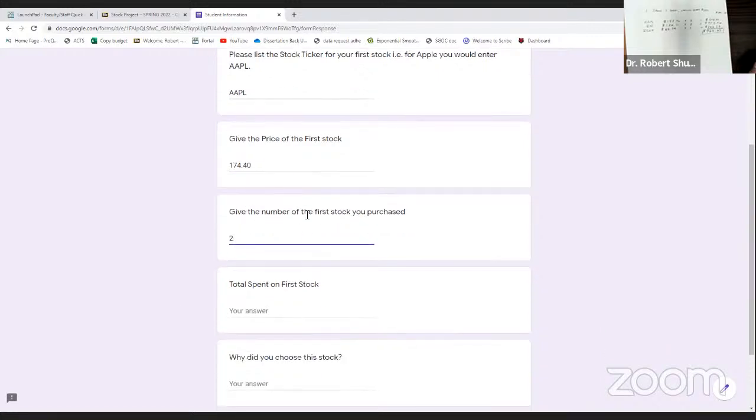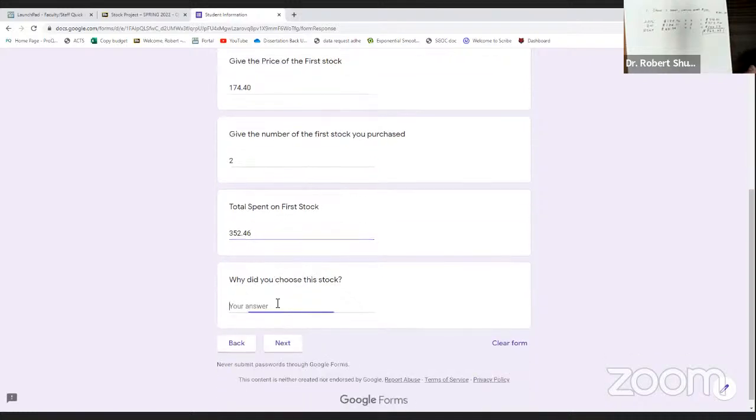And now remember, we bought 2 of these. Give the number of shares. 2. We bought 2 of them. So the total we spent was $352.46. Do not put dollar signs. Just put in the numbers. Why did you choose this stock? Look, this needs to be short, 1 to 2 sentences max. I believe this is a solid investment. I own Apple and enjoy it. And look, there's no right or wrong answer here on why you chose to buy the stock, okay?